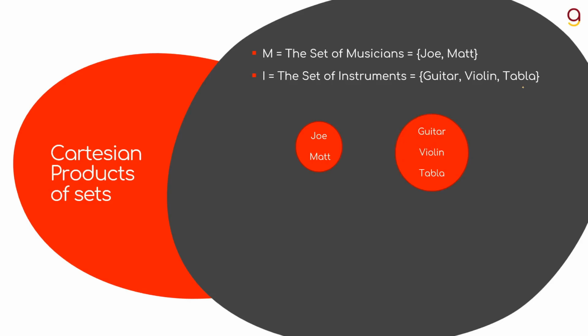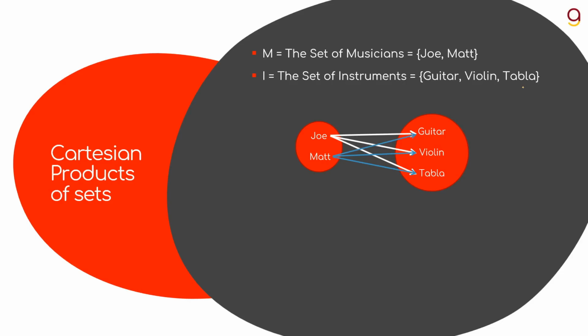Let's have a look at the arrow diagram. Here, the set of musicians is on the left and the set of instruments is on the right. Now, the white arrows link musician Joe to all the three instruments, which depicts that the musician Joe can play all the instruments. Similarly, the red arrows link musician Matt to all the three instruments. That also means that the musician Matt can play all the instruments. So, here we are drawing an arrow diagram from every musician to every instrument.